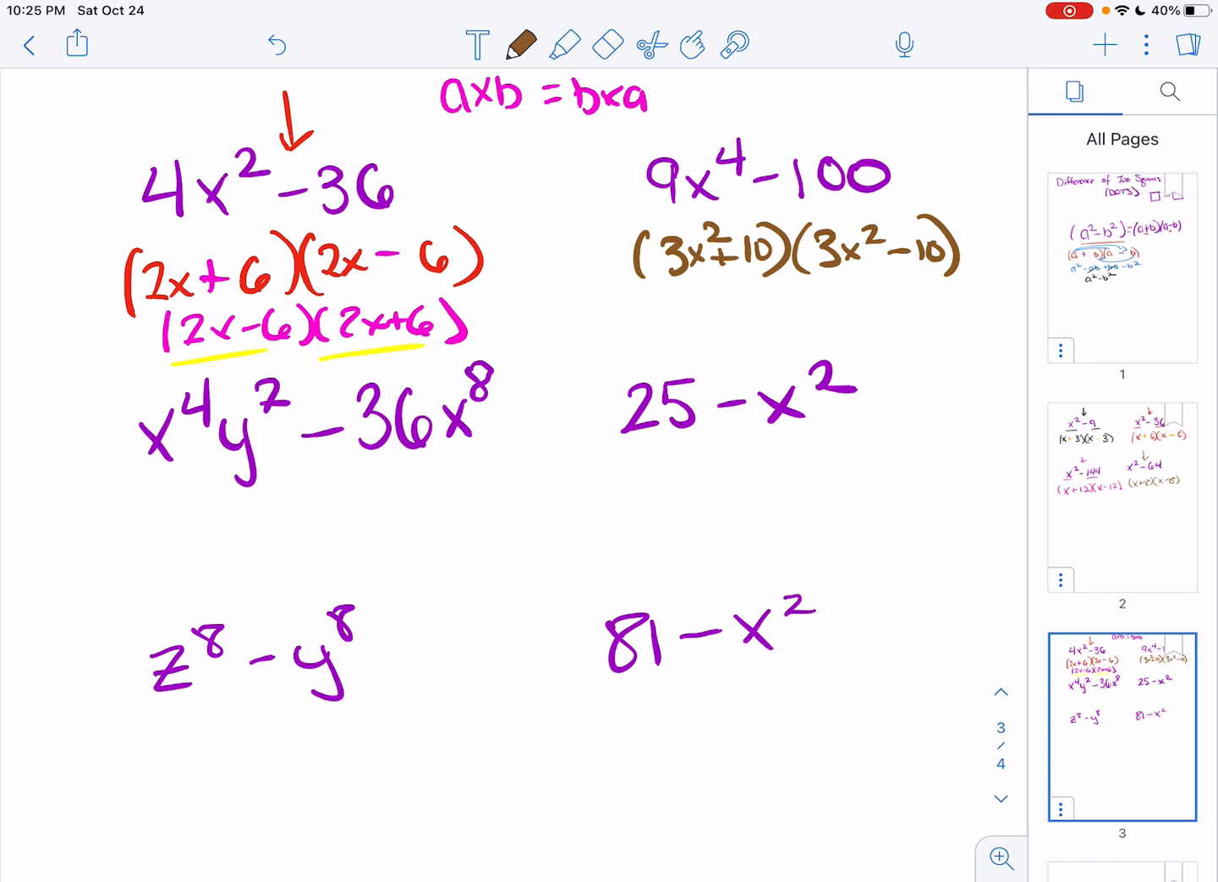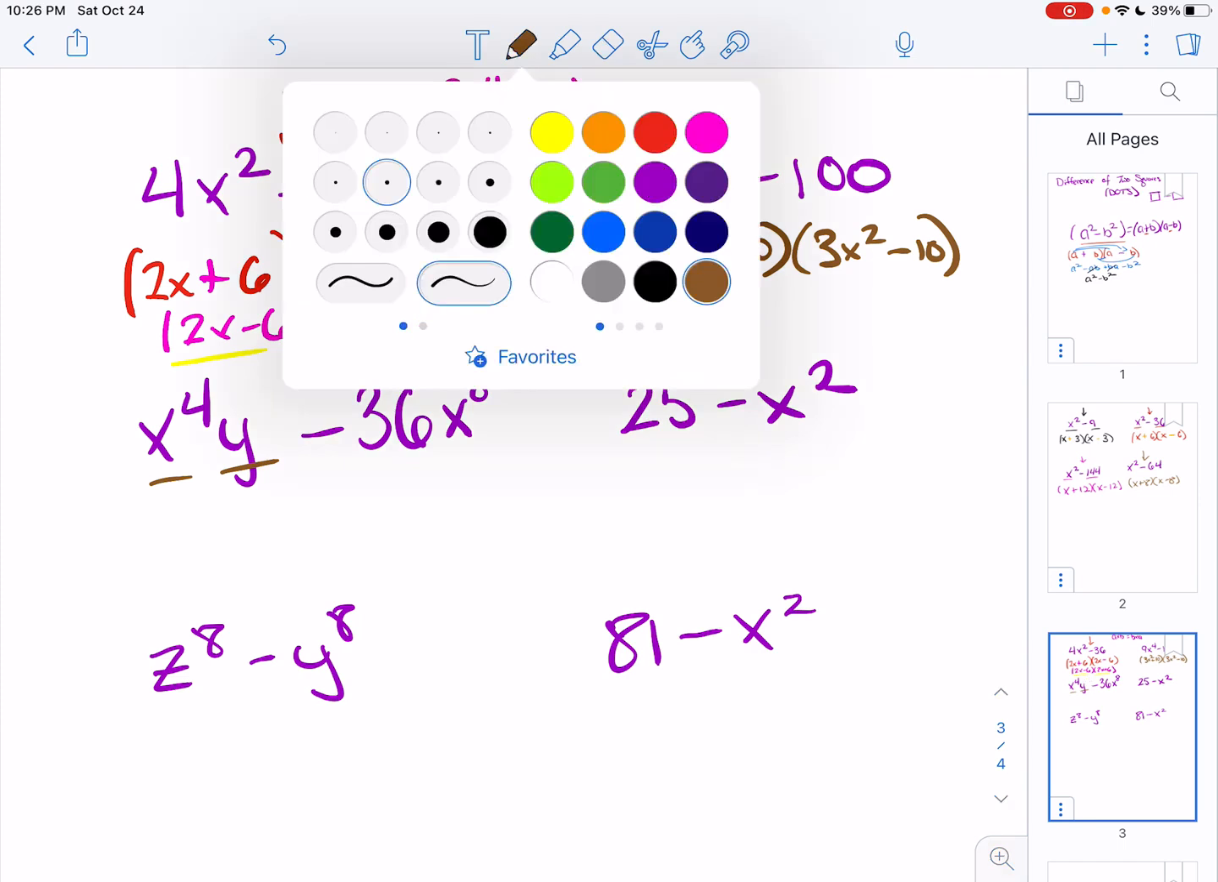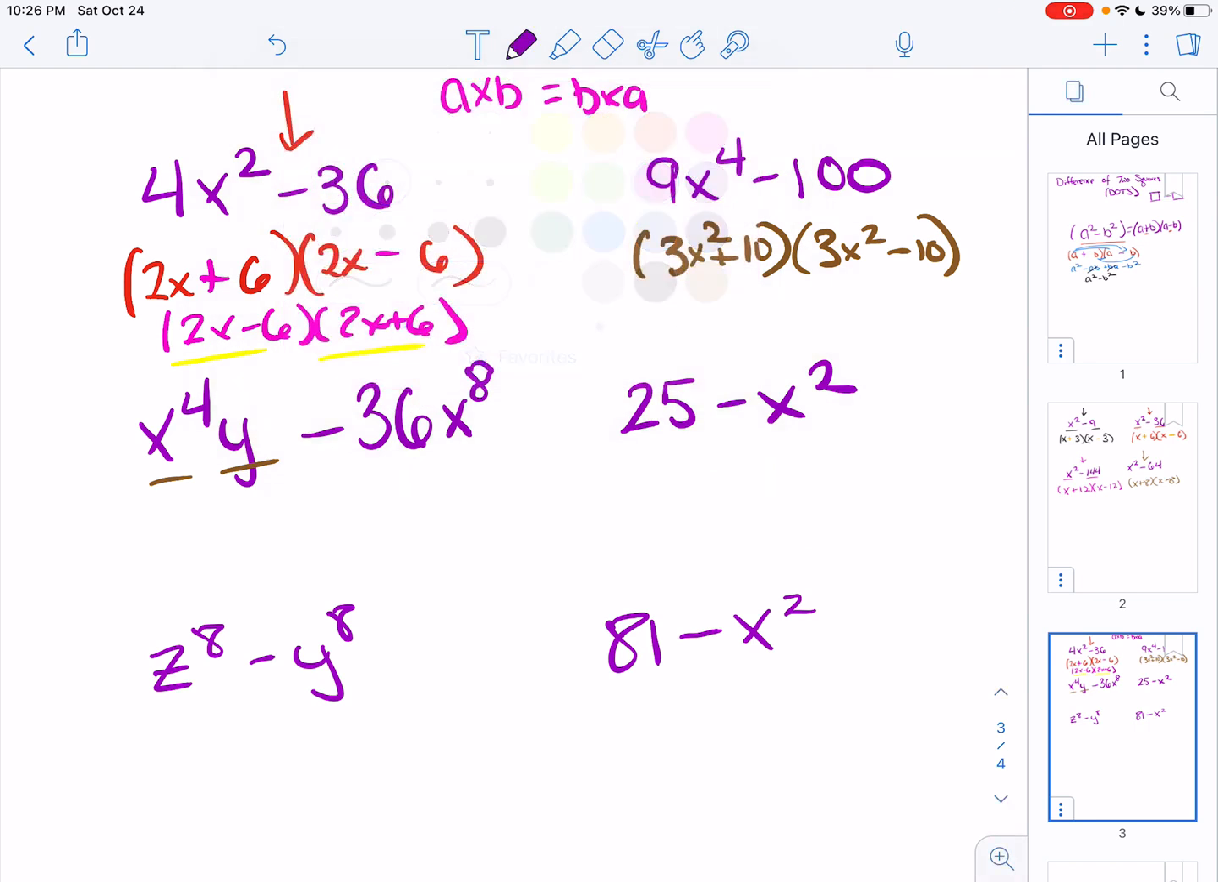We have x to the fourth, y to the seventh, minus 36x to the eighth. Now, is that a perfect square? Well, is x to the fourth a perfect square? Yes. Is y to the seventh a perfect square? No. And that's a problem, because now we can't use difference of two squares. Yes, 36 is a perfect square, x to the eighth is a perfect square, but y to the seventh is not. So let's change that to make it a perfect square. We normally can't do that, but just to give another example, let's make this y to the sixth.